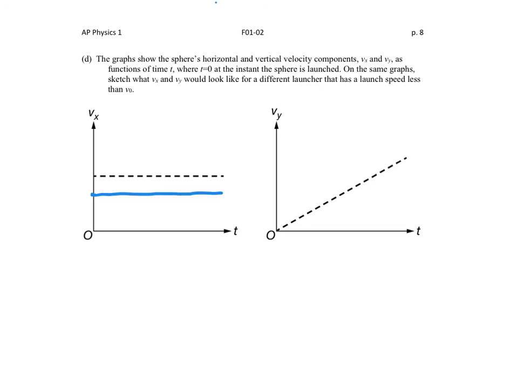And for Vy, it still starts at rest, and it still has the same acceleration, so it has the same slope, so Vy is actually going to be an identical line. And that's what they say in the rubric. 1 point is earned for Vx that is constant and less in magnitude than the dashed line, and 1 point is earned for Vy that is identical to the graph indicated by a dashed line.